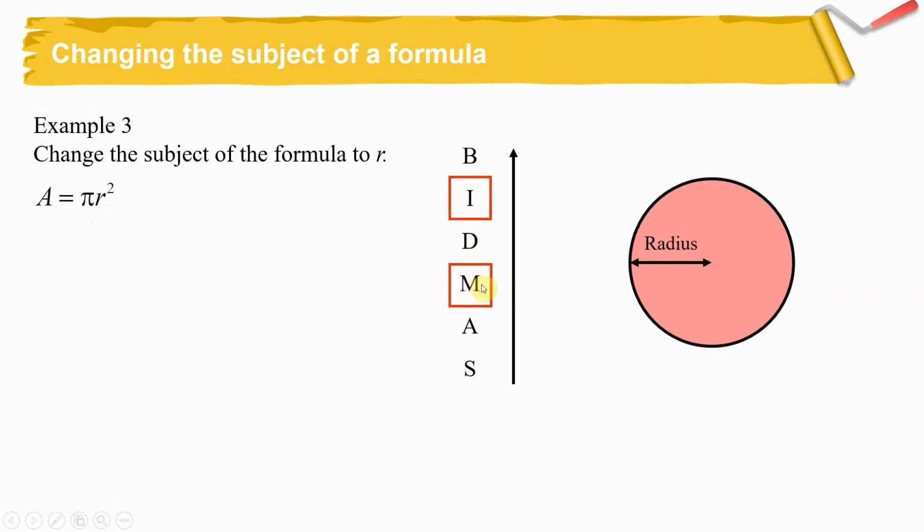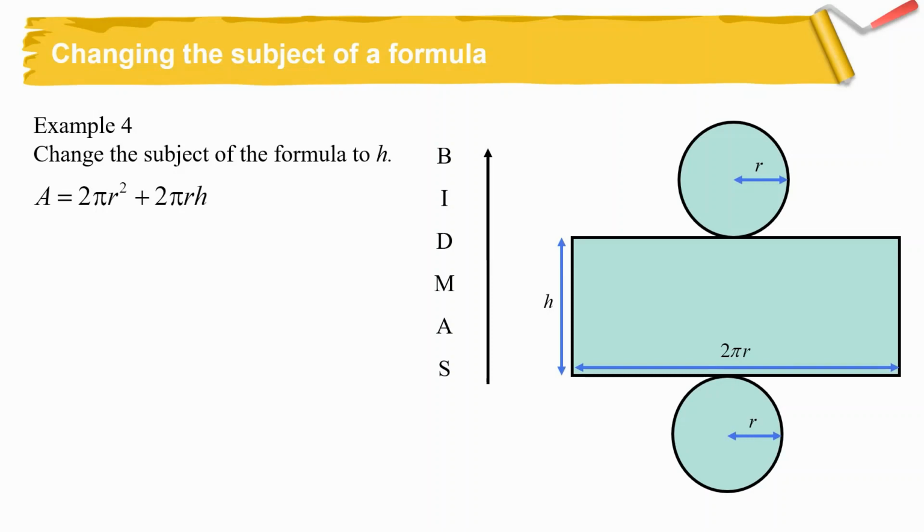So we have to address the multiplication first. So step 1, we shift the pi, times pi becomes divided by pi. And then the reverse of square is square root. So r equals to square root of a over pi. And let's say if we have the area, we can find what is the radius.